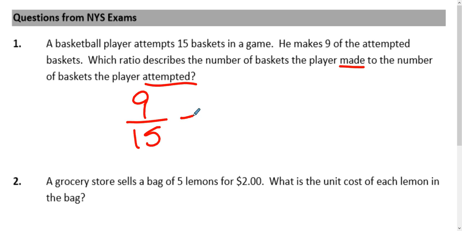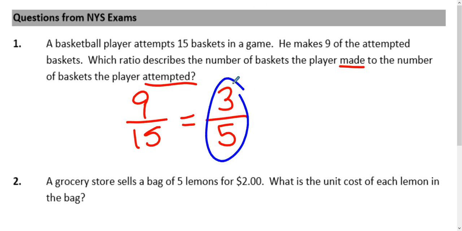So can we reduce this fraction? Sure we can. Both of these have a factor of 3. 9 divided by 3, 15 divided by 3. And so that's the ratio. Sometimes it is written in this form, but that is the ratio you're looking for. We expect small children to know how to do this.